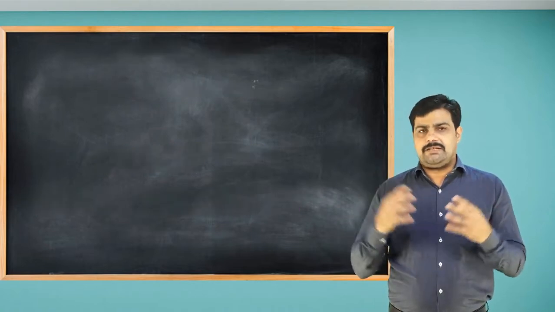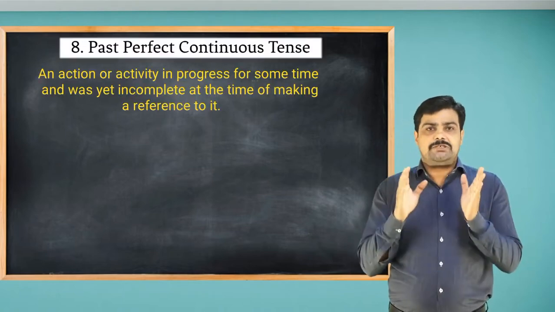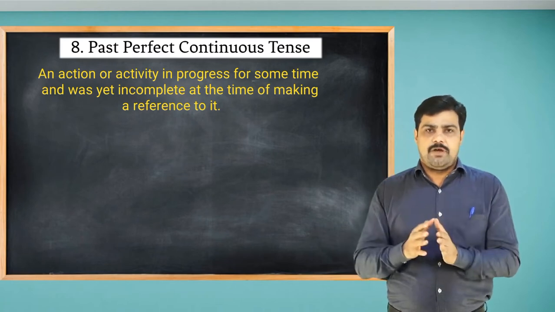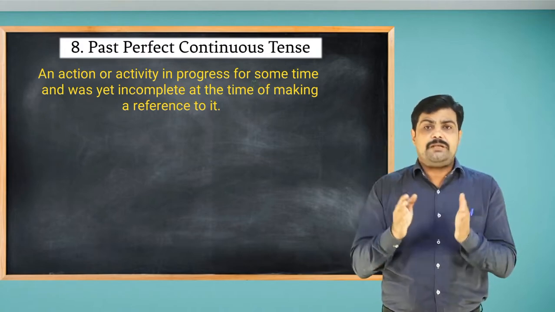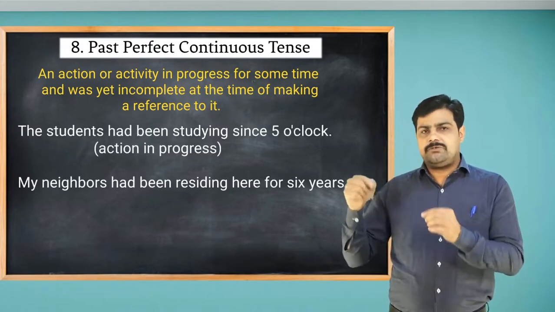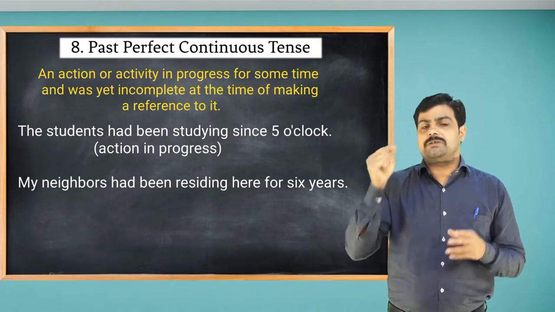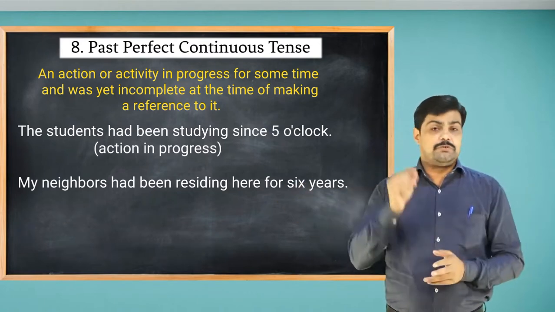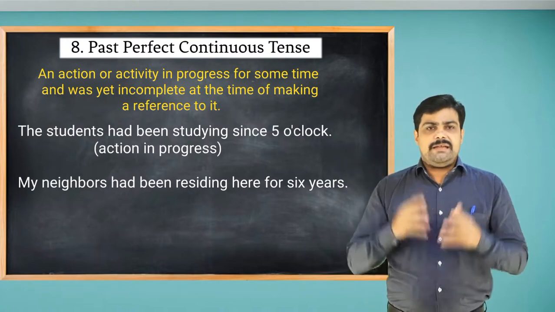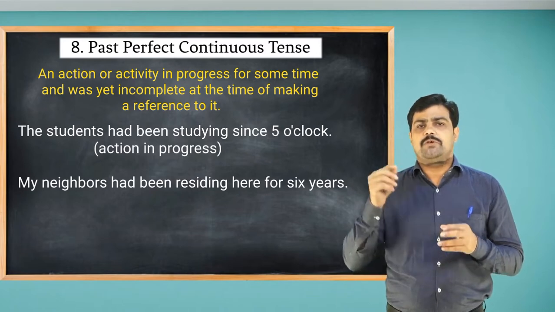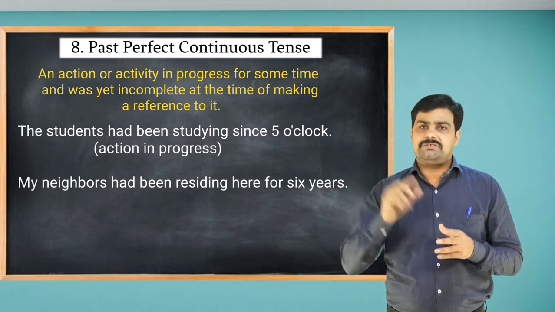Now let's take another tense, past perfect continuous. This tense denotes an action or activity in progress for some time and was yet incomplete at the time of making a reference to it. For example, the students had been studying since 5 o'clock. Here action in progress for some time. Here is a time duration. We use since and for time duration. My neighbors had been residing here for 6 years. So here is also time duration. So it is past perfect continuous tense.